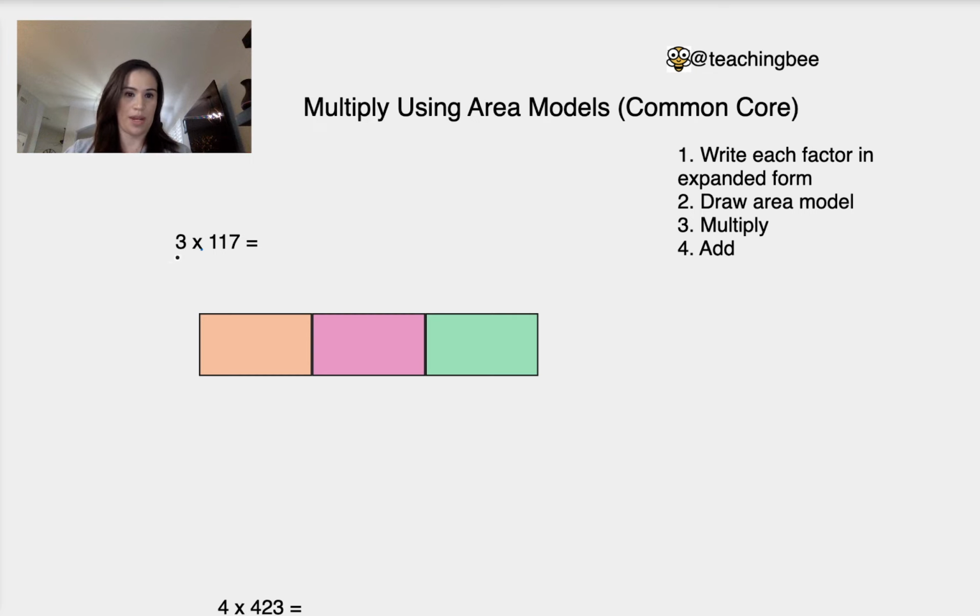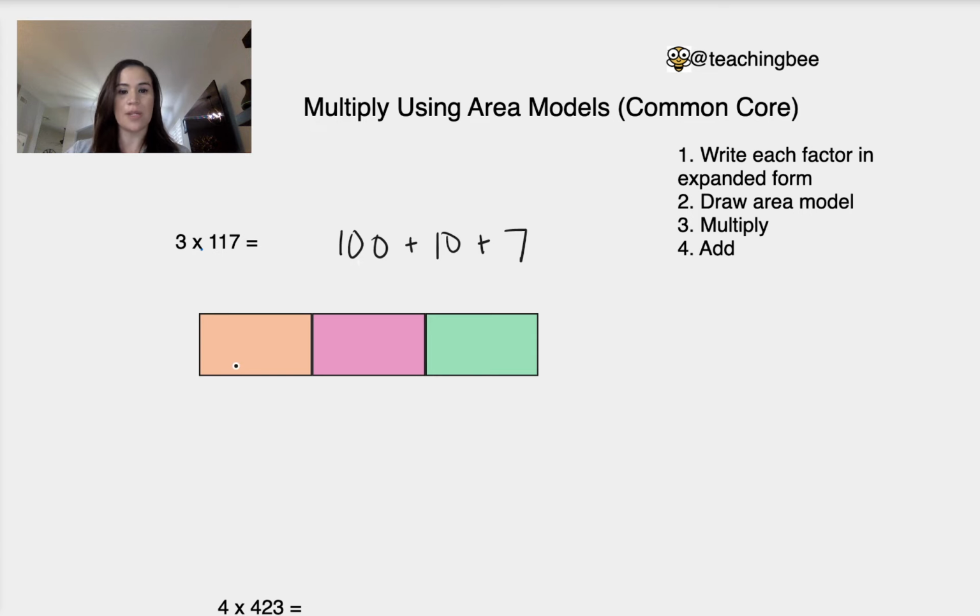So we have 3, which is already where it's at, 117. So if we want to expand 117, that would bring us to 100 plus 10 plus 7. That's our expanded form. The reason being because our 7's in our 1's place, our 1 is in our 10's place, and then our other one is in our 100's place.